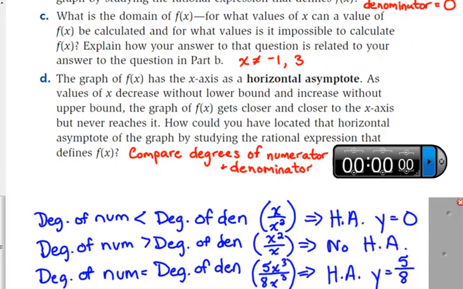When the degree of the numerator is less than the degree of the denominator, then the horizontal asymptote is y equals 0. When the numerator is greater, then we don't have a horizontal asymptote. And when they're equal, it's the ratio of the leading coefficients when it's in standard form.